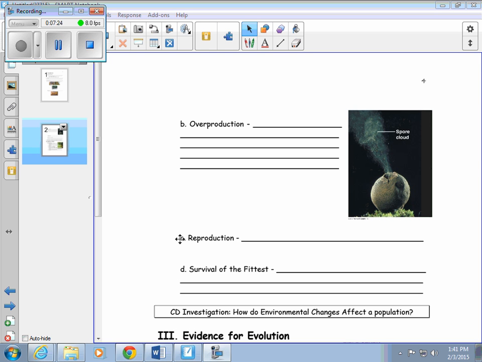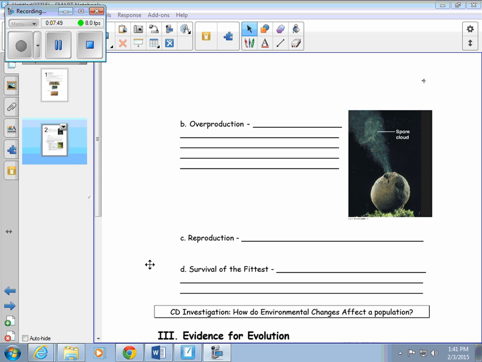The concept of reproduction is when these beneficial traits are passed on to offspring. So if an organism makes it, it has a good trait, it is the one that survives, it's going to pass those good traits on to any offspring that they have, so that the offspring are all going to have those beneficial traits to help it survive in its environment.